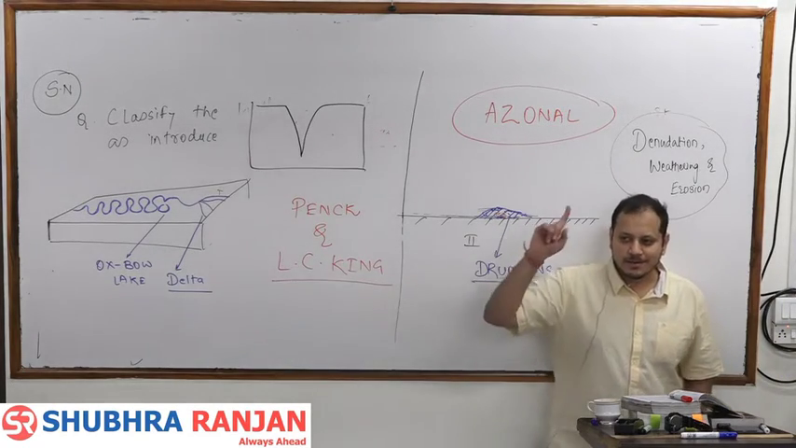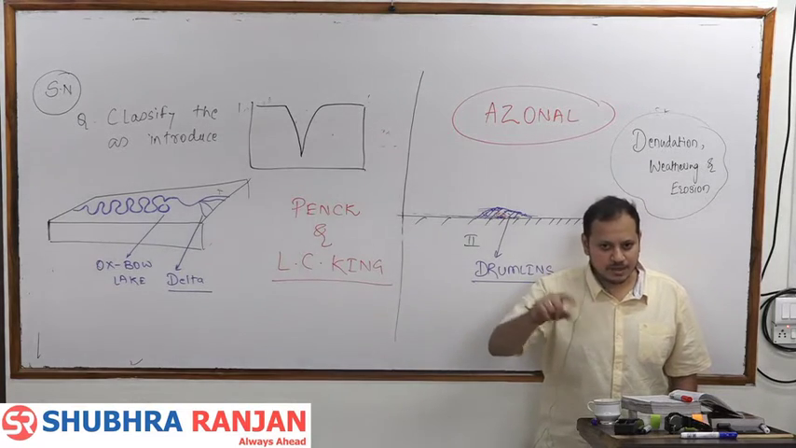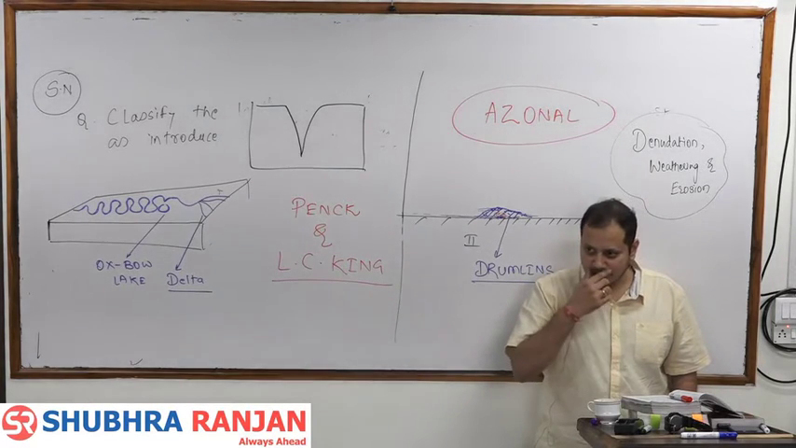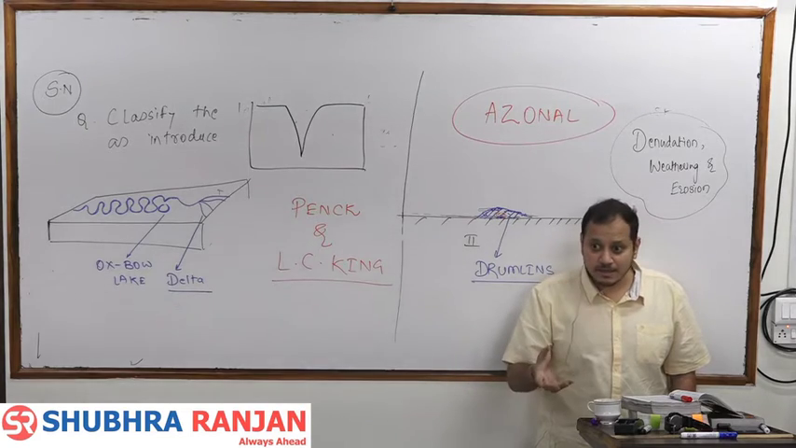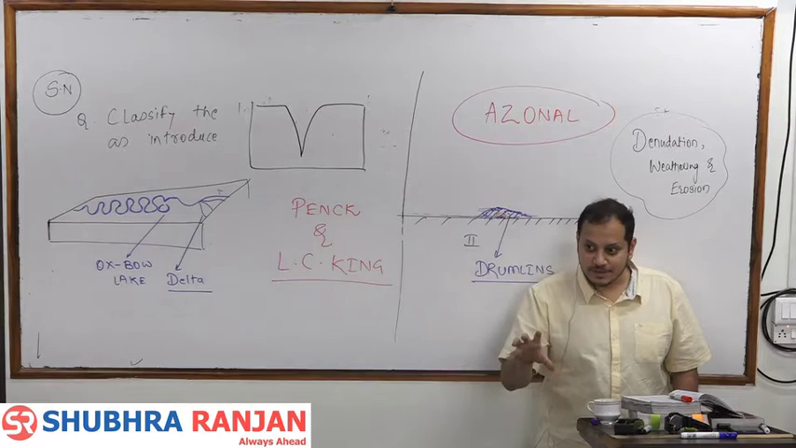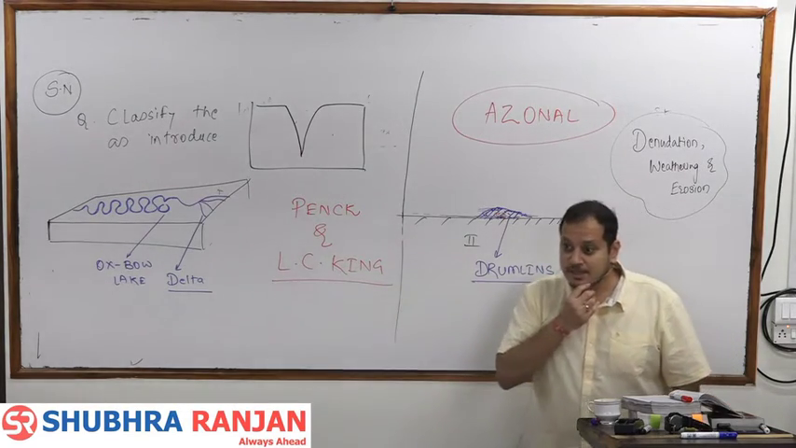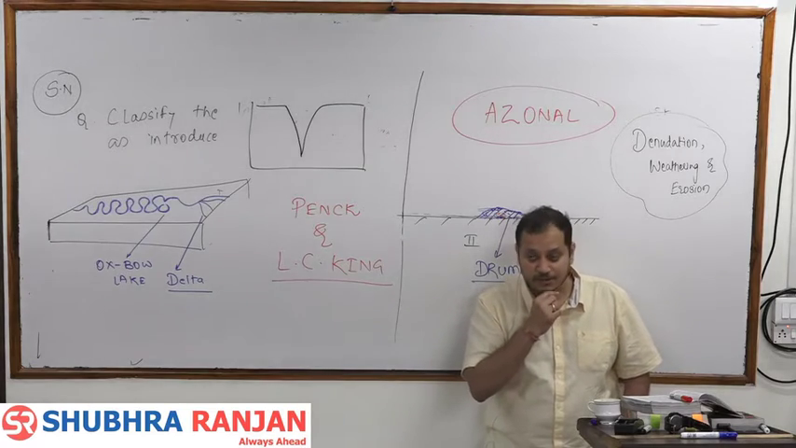Davis, normal cycle of erosion. Penck rectified his normal cycle of erosion and said endogenetic and exogenetic forces apply simultaneously. L.C. King is the normal cycle of erosion of Davis, but studied in the desert regions, because Davis applied his normal cycle of erosion to the rivers, not to the deserts.